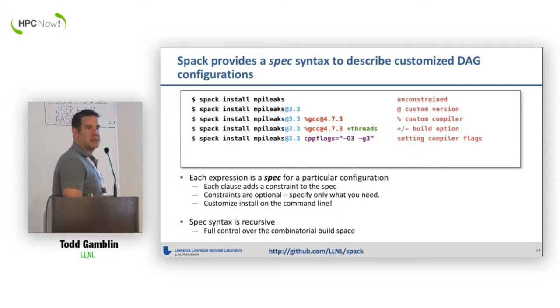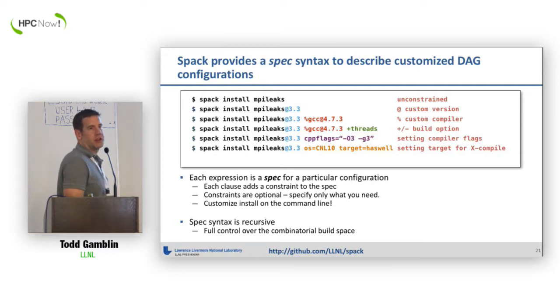You can inject custom compiler flags into your build on the command line. So you could say, I want mpileaks at version 3.3, but I want this special set of compiler flags to get injected into the build, and we'll propagate that through all the compile lines in the package. And then we also support cross-compilation on systems like Cray and on Blue Gene. So you can say which OS and which target you want the package built for, assuming the platform you're building on supports that.